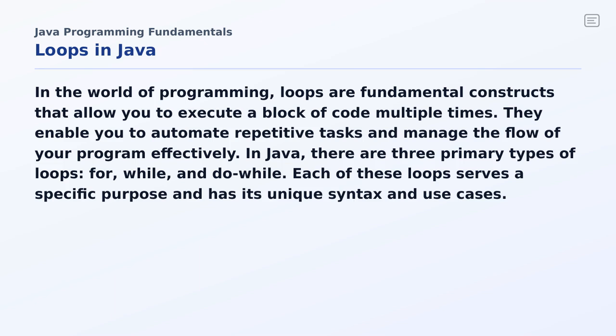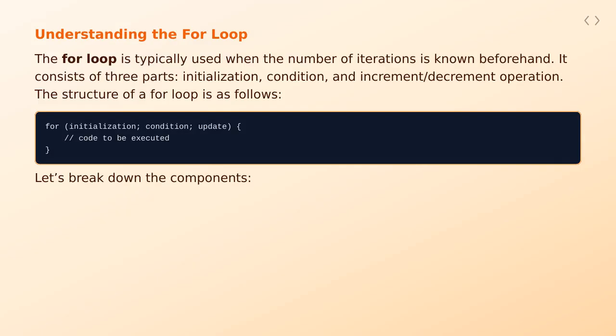Don't worry if this feels new at first. This section covers understanding the for loop. The for loop is typically used when the number of iterations is known beforehand. It consists of three parts: initialization, condition, and increment/decrement operation. The structure of a for loop is as follows.